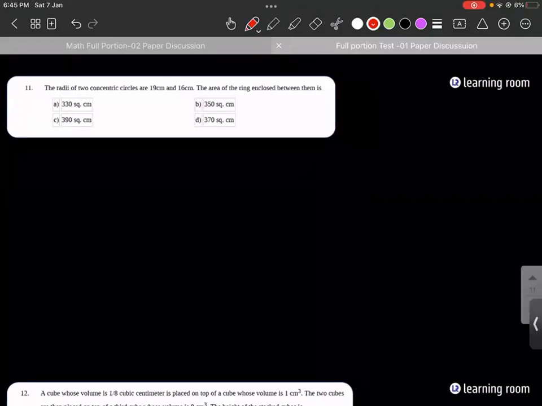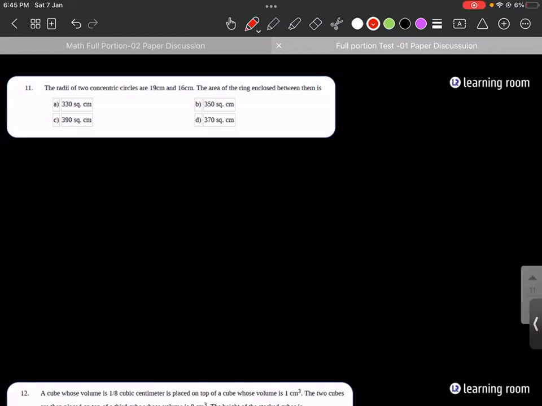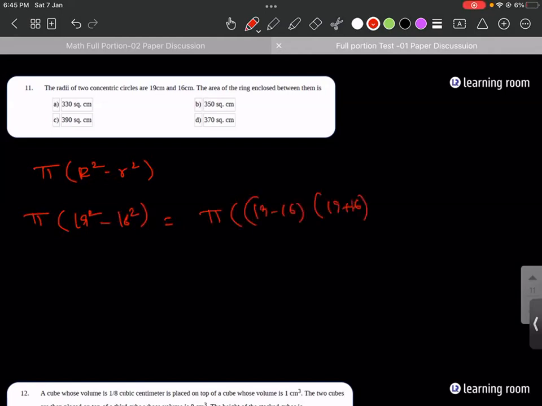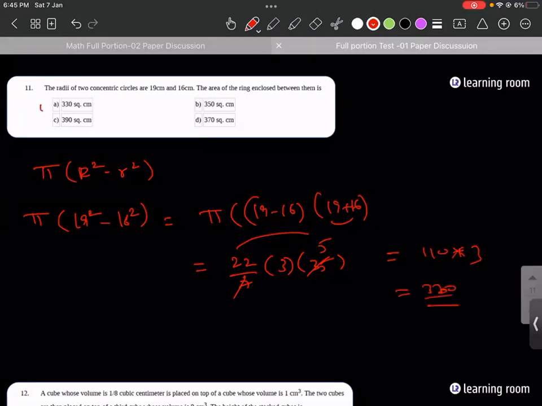The radii of the two concentric circles are 19 and 16 centimeter. Area of the ring enclosed between them is pi into capital R square minus small r square. So pi into 19 square minus 16 square. So pi into 19 minus 16 into 19 plus 16. 22 by 7 into 3 into 35. So this goes 5 times. So 110 into 3, that is going to give me 330 square centimeter.